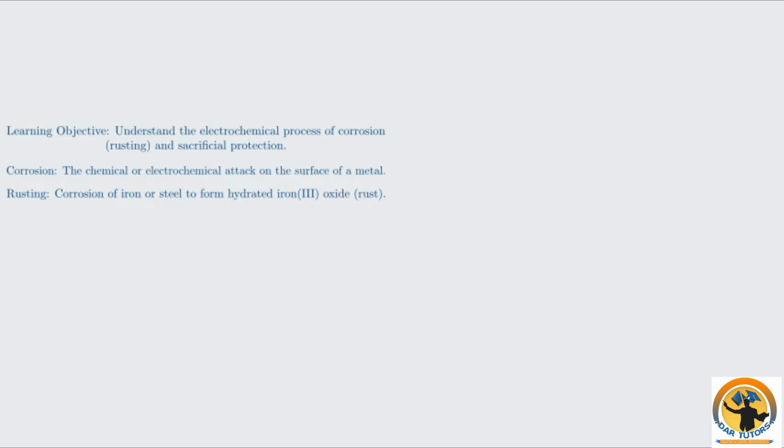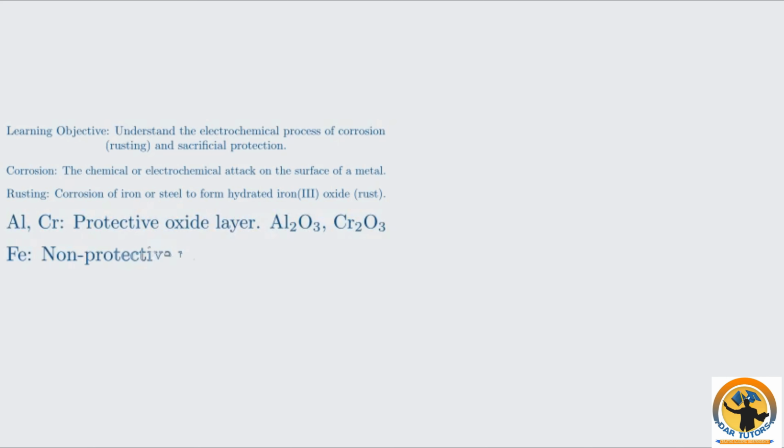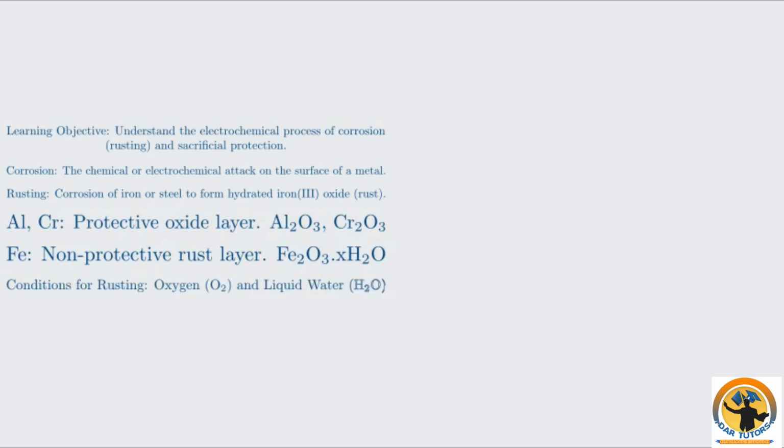Some reactive metals, like aluminum and chromium, form a thin, unreactive layer of oxide that protects them from further corrosion. However, iron's oxide, rust, is porous and flakes off, exposing the iron to more attack. This difference in oxide properties explains why aluminum is so corrosion-resistant compared to iron. Rusting is a complex electrochemical process that requires both oxygen and liquid water. Without both of these, iron will not rust.